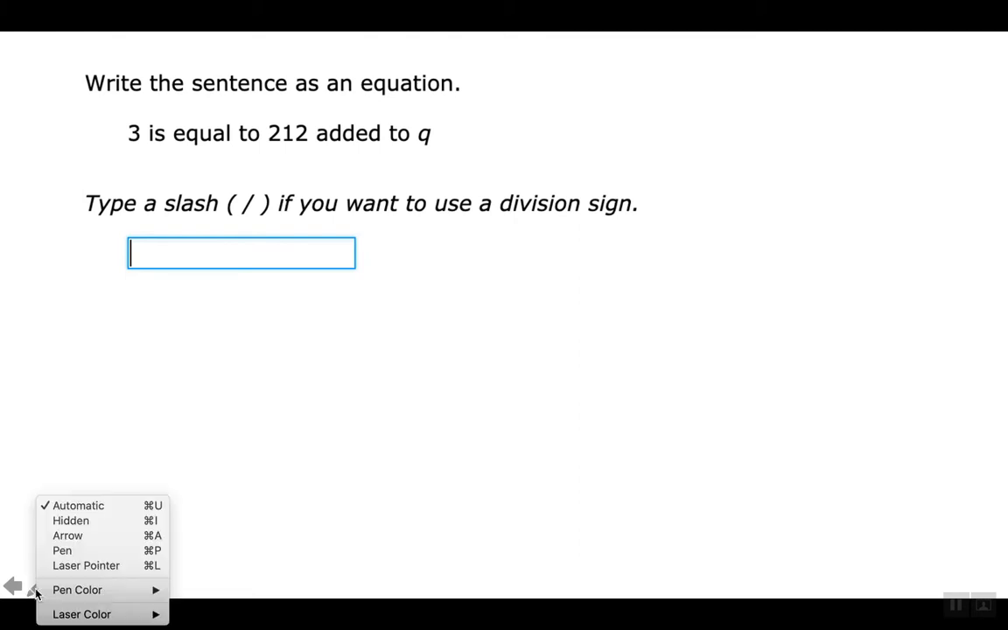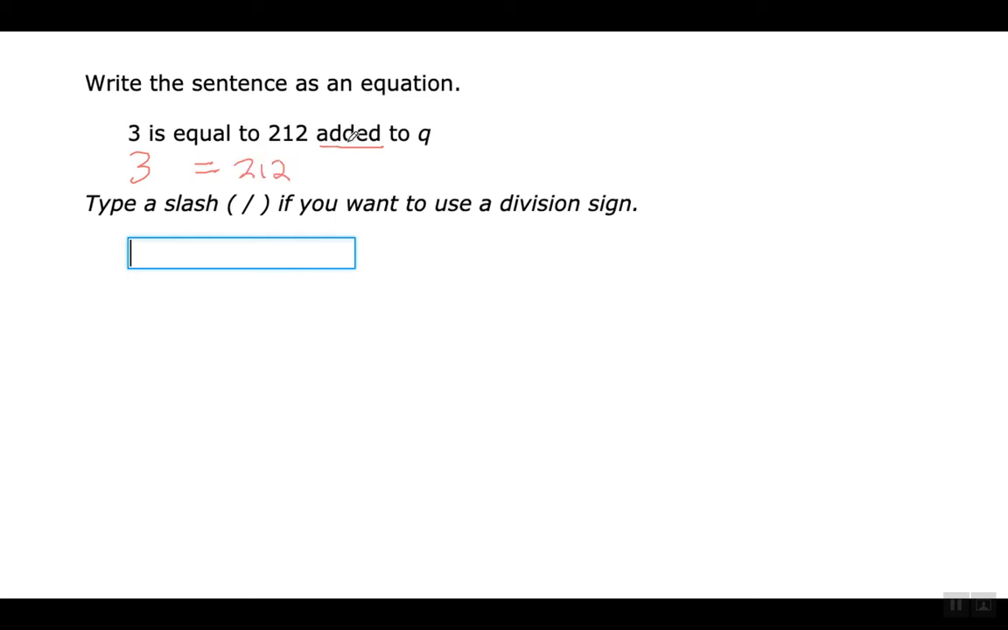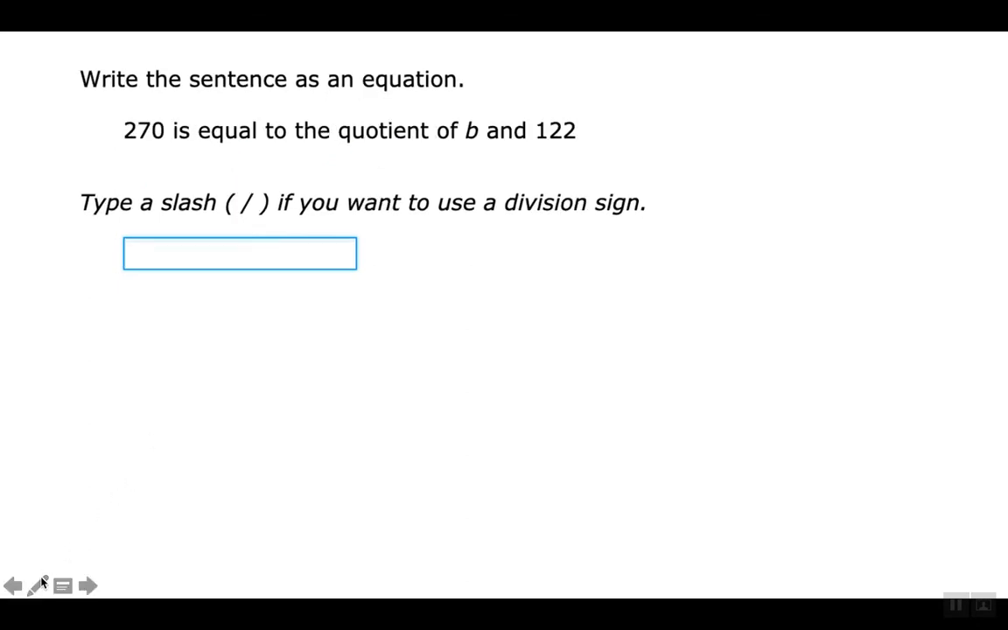3 is equal to, 3 es igual a 212 added to Q. 212 sumado a Q. Hope I said that right in Spanish. Okay, y ahí está mi respuesta. Next one. These are easy. I'm doing a lot of examples, but I'll be done fast. Towards the end, they get more interesting.